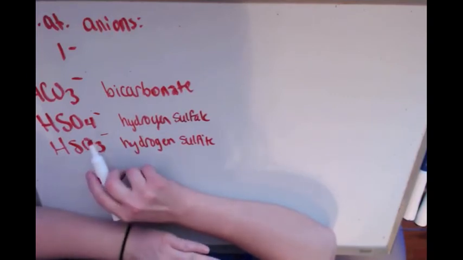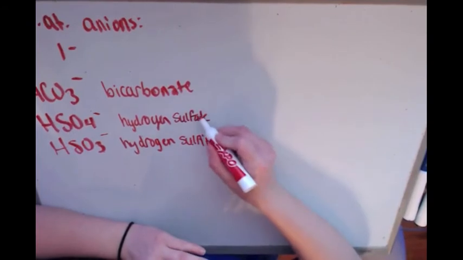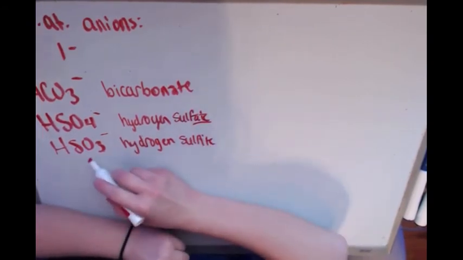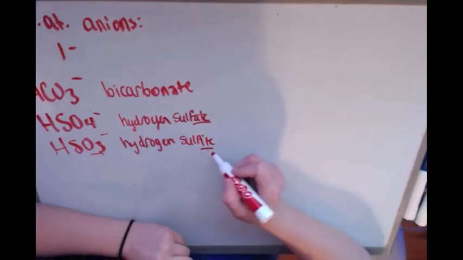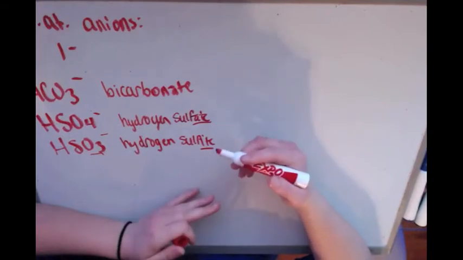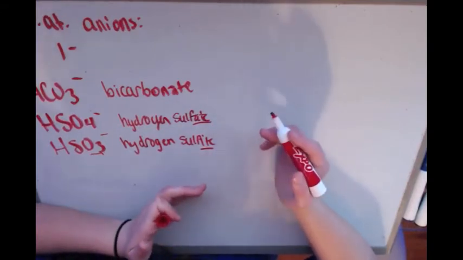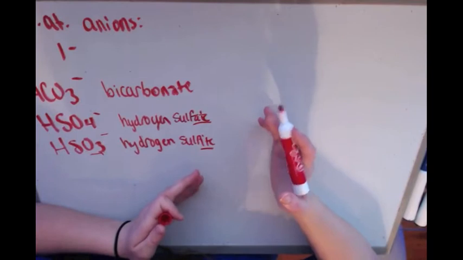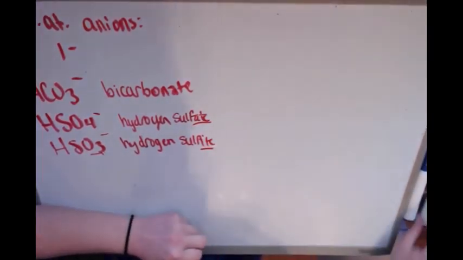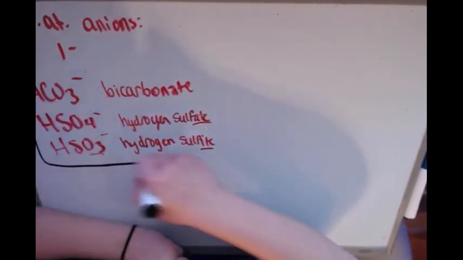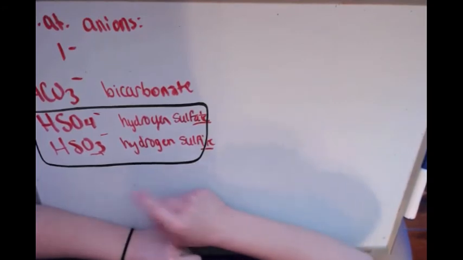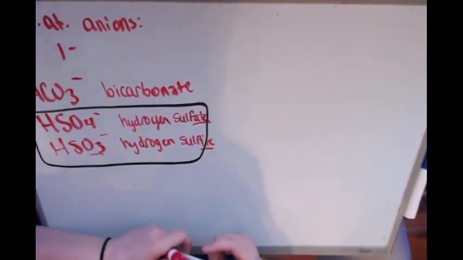The one that has the more oxygens has the ate suffix, and the one that has less oxygen has the ite. I've heard some students memorize that this is ate because it ate another oxygen, so it's got more oxygens, it's a bigger number. That's one way to do that. I know that you don't have to memorize these two, but I want you to hold on to that thought. I'm going to come back to it when we get to the 2- section.